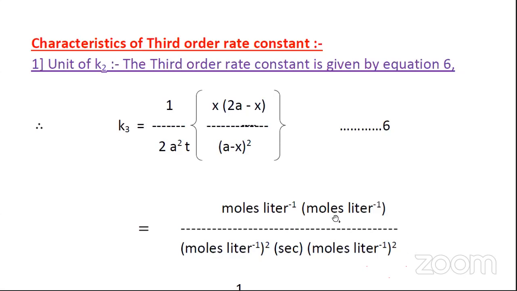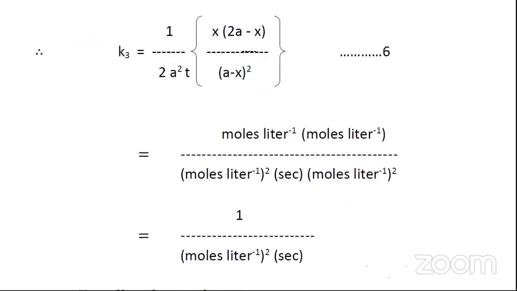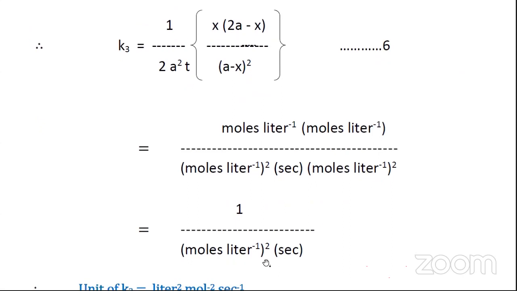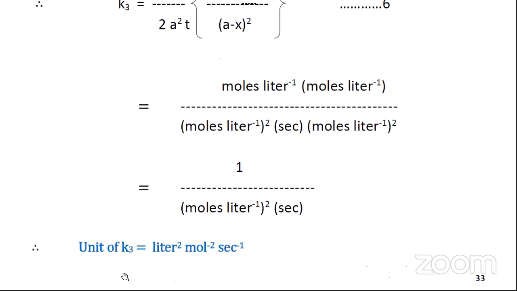Okay, the squares will cancel out. So what remaining term will come? 1 upon (moles per liter) square into second. So therefore the unit will be liter square per mole square per second. Therefore the unit of K3 is equal to liter square per mole square per second.